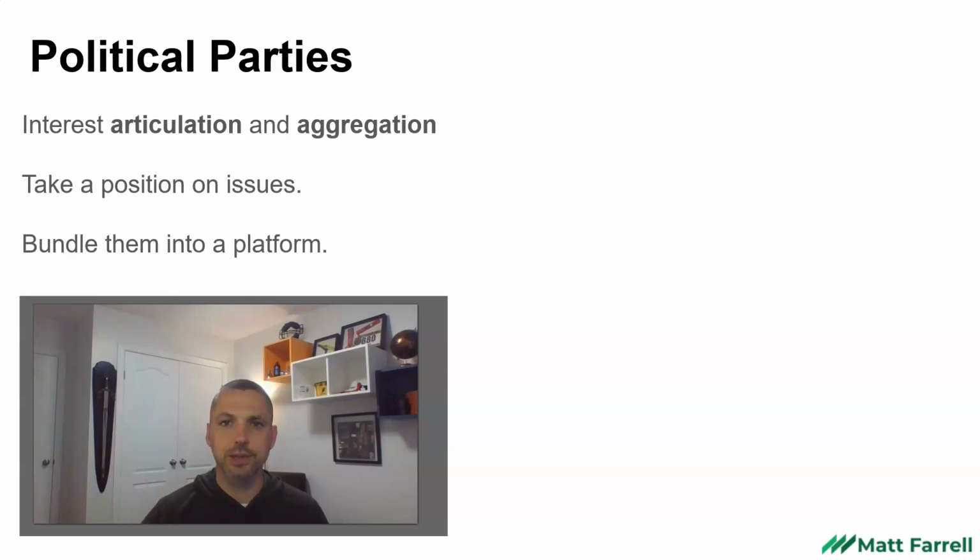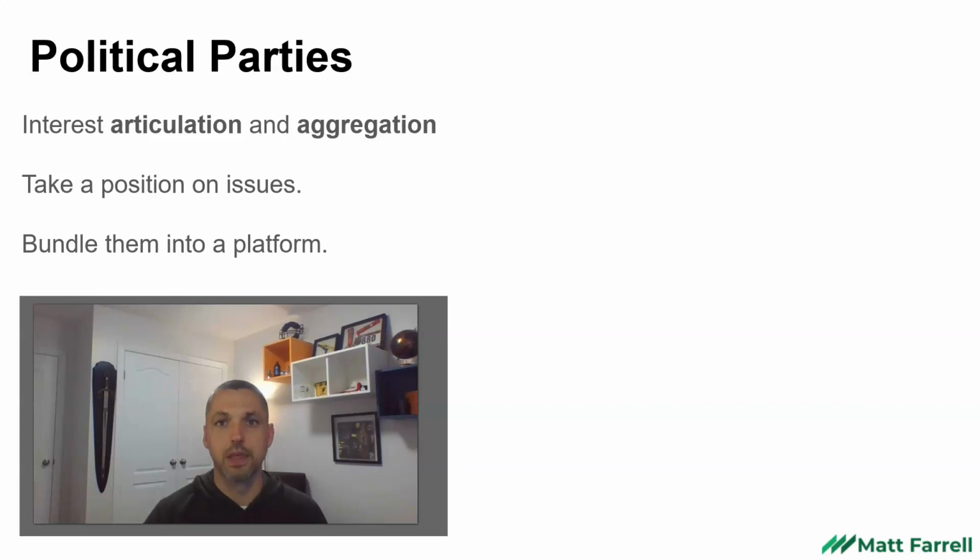Interest articulation and aggregation. Well, what does that mean? Well, articulation is to take a position on an issue. Political parties will go through a list of issues, taxes, national defense, healthcare, pick a position on that issue. And then they will aggregate, they will bundle those issues into a single platform and offer that to voters as a choice.